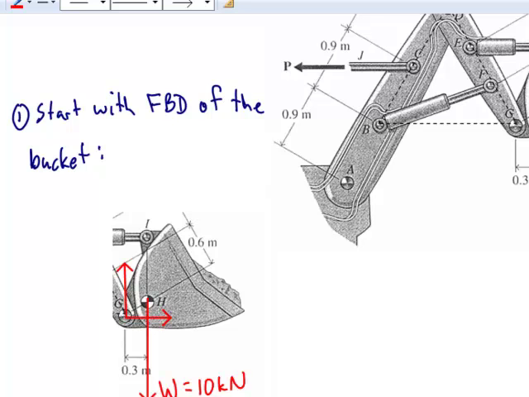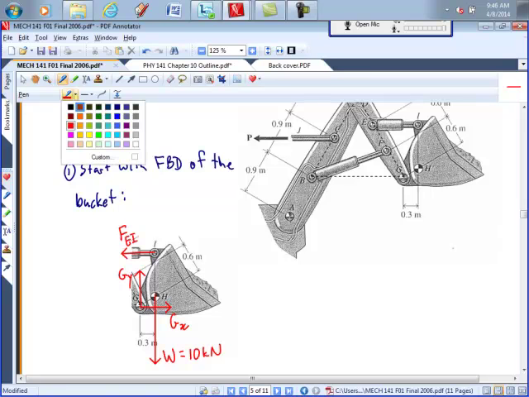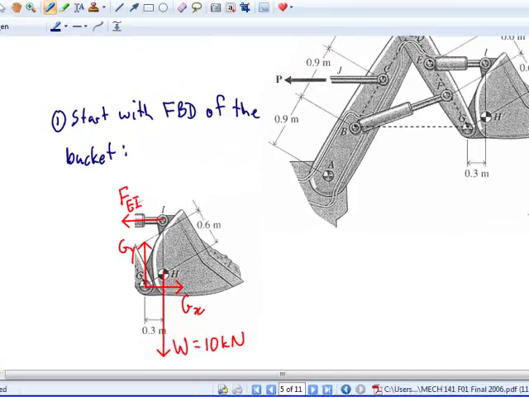Is that cylinder going to be in tension or in compression? It's going to be in tension. Again, if you don't know, then guess, and if you guess wrong, you'll get a negative answer. So that would be FEI, and this would be GX and GY. All right. Any other forces acting on the bucket? I've got 3 unknowns and 1 known force. So we would go to equations of equilibrium.